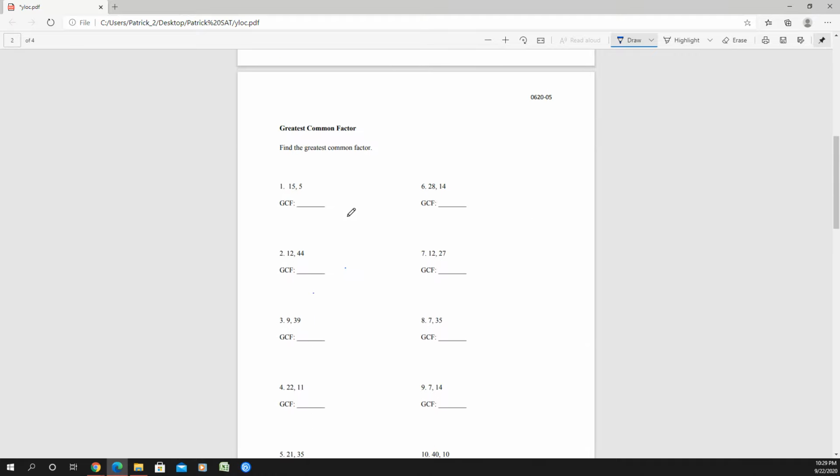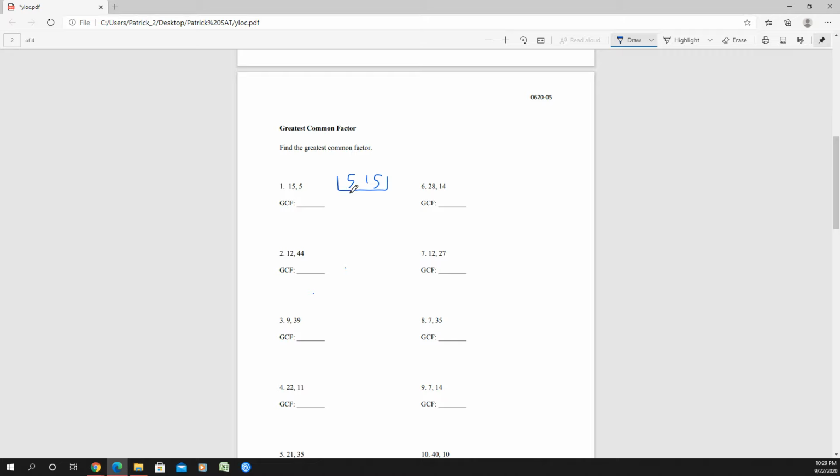The greatest common factor, how I find the greatest common factor is like this. So you do this and you put in the numbers 5 and 15. Now, can 5 be divided by 2? Yes, but the answer would be 2.5. We're looking for whole integers right now. So in this case, 5 cannot be divided by 2.